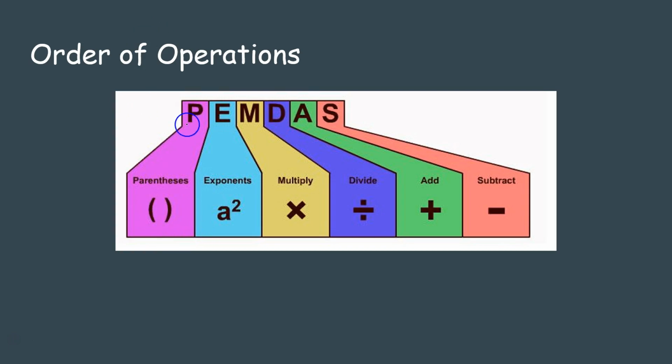As you can see here, the P stands for parentheses, E stands for exponents, M stands for multiplication, D for division, A for addition, and S for subtraction. But one thing you must remember is that multiplication and division happen whichever comes first, from left to right. I'll explain more of that when we get to the next couple of problems. That also goes for addition and subtraction, whichever comes first, from left to right.